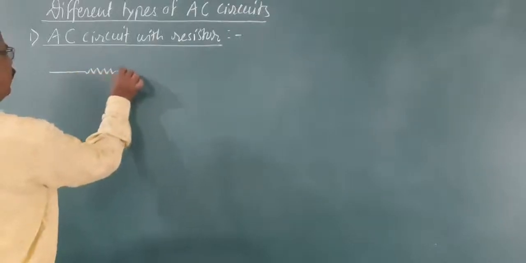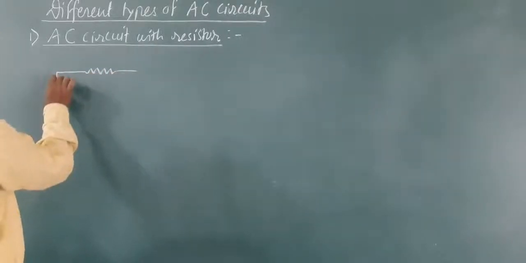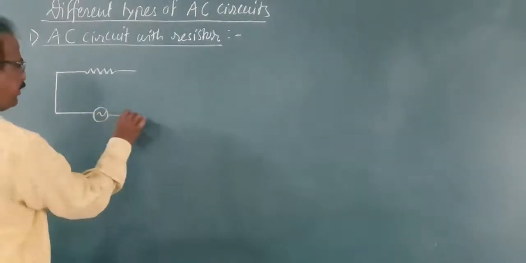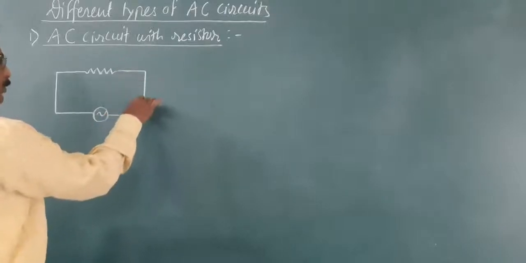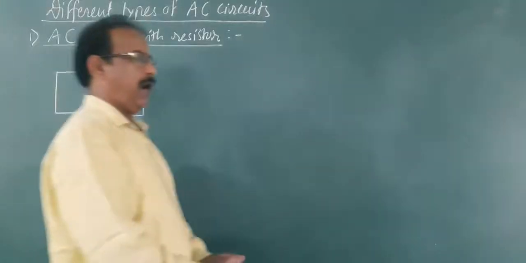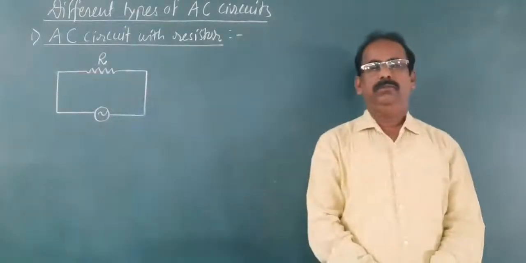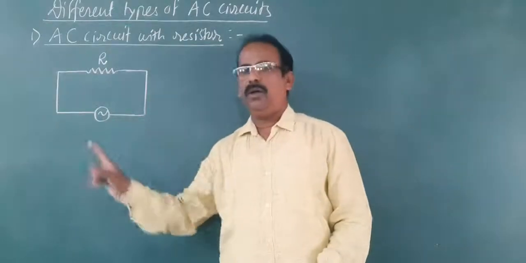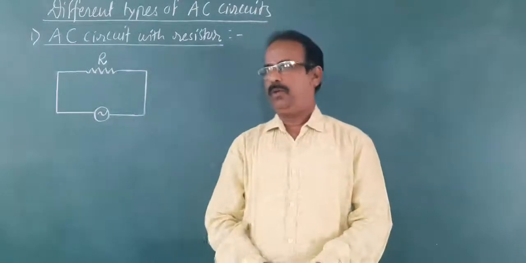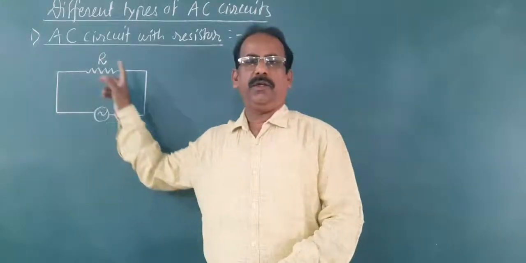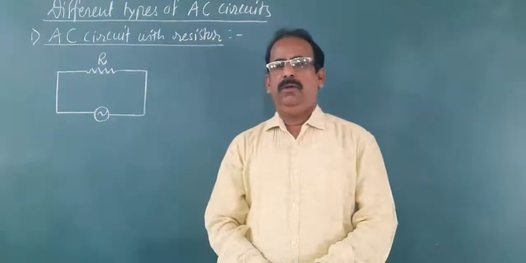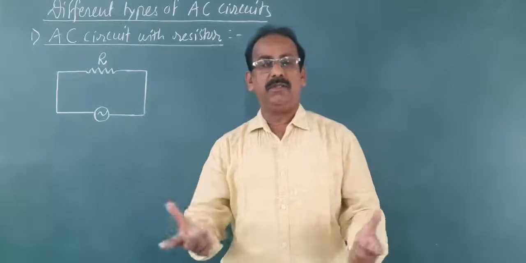Consider an AC circuit in which source of alternating EMF is connected across resistor of resistance R. This symbol is for source of alternating EMF. When in circuit we see this symbol, we say that the circuit is AC circuit.